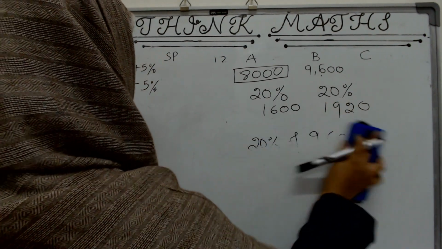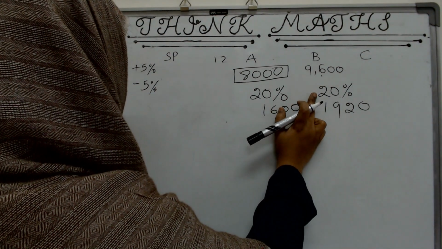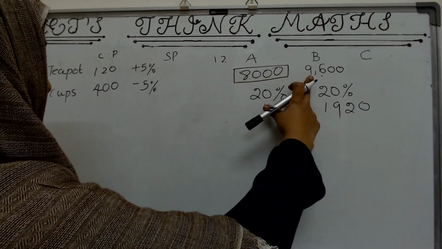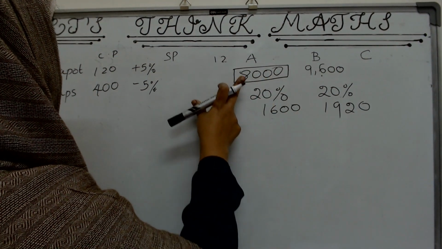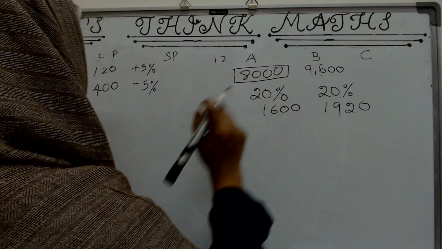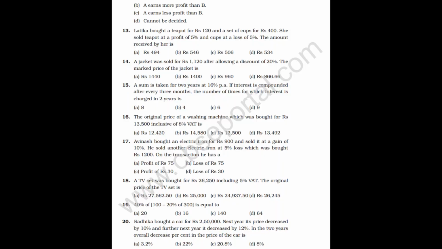So you see, both of them made profit. Both of them made 20% profit. But why is his profit more? Because look at the numbers. He's got 1/5 of only 8,000, but he has got 1/5 of 9,600. So this brings us to our 13th question.